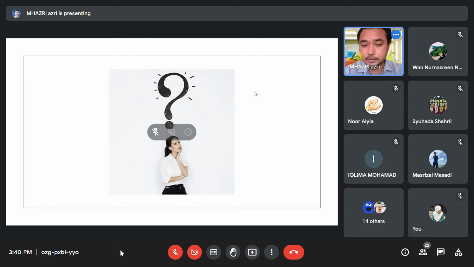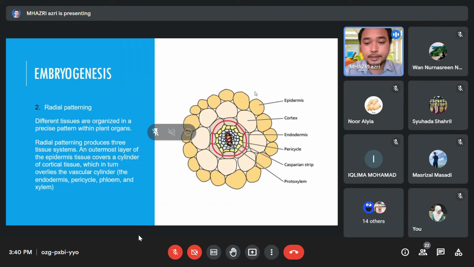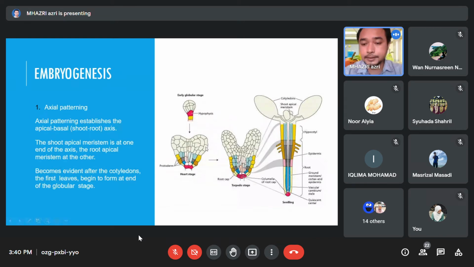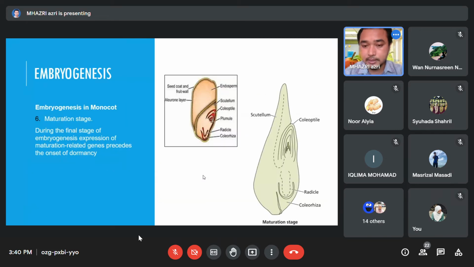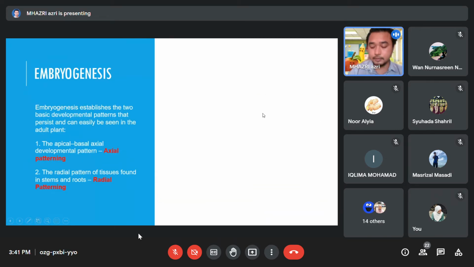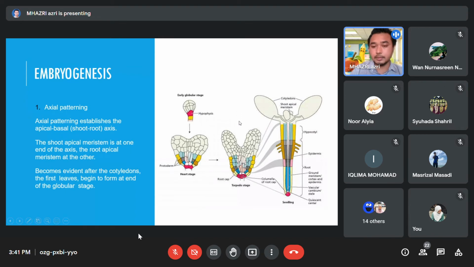Okay, so this is a seed. Ini adalah seed sebenarnya, tapi gambar dia tak penuh. Sepatutnya dia akan jadi macam ni. Ini adalah bahagian ni, we have endosperm. Lepas tu kita ada seed coat sebelah atas dia.